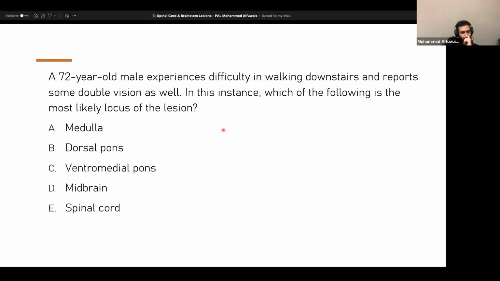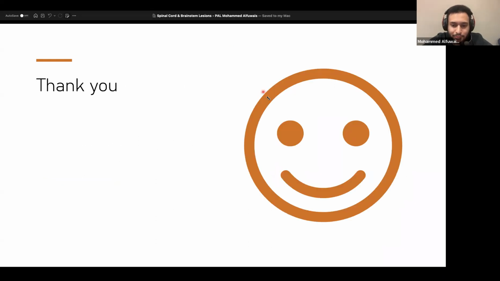Last question. A 72-year-old male experiences difficulty in walking downstairs and reports some double vision as well. In this instance, which of the following is the most likely locus of the lesion? D, midbrain. Why? Exactly. The trochlear nerve. Okay. And that concludes our session.